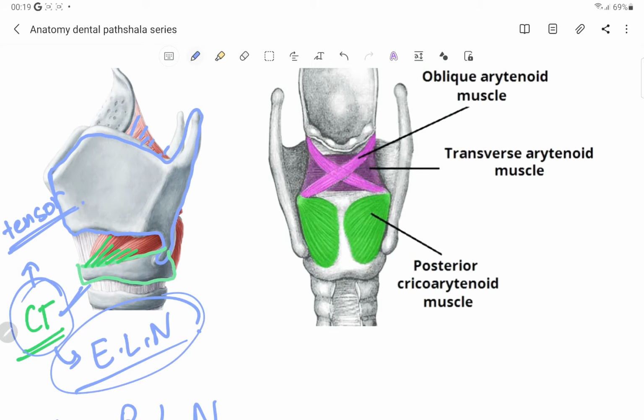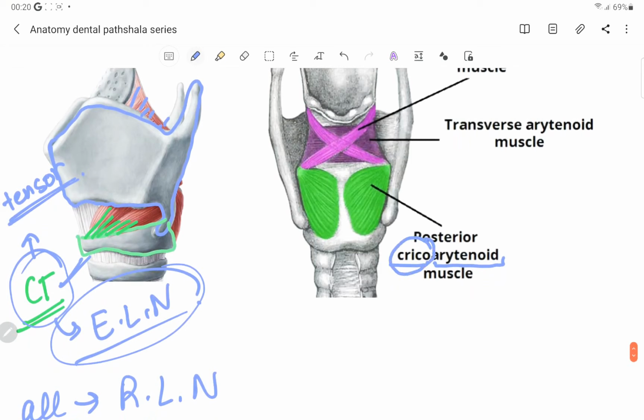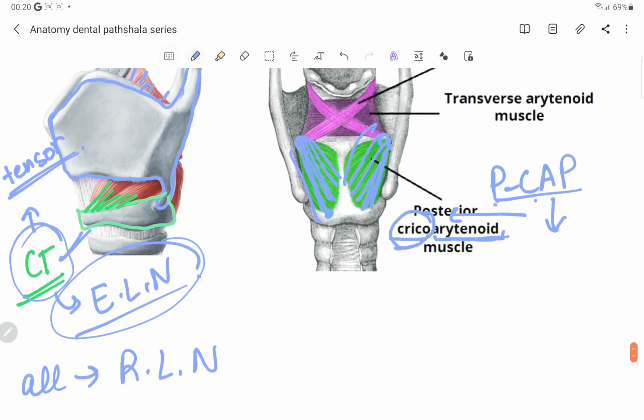Now let's talk about the rest of the muscles. You can see, as the name suggests, the initial part is the origin and the end part is the insertion. So all the muscles are going to be fixed at origin, and they'll be pulling from the insertion. So cricoarytenoid means arising from the cricoid cartilage, inserting into the arytenoid cartilage. So that is posterior cricoarytenoid muscle. Posterior cricoarytenoid muscle is going to be the only abductor.